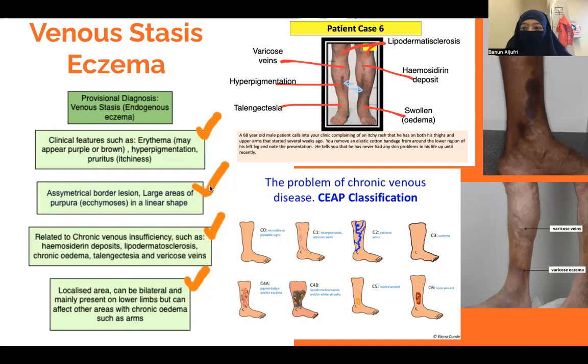It is a localized area and can be bilateral and mainly present on lower limbs, but can also affect areas with chronic edema, such as arms, which the patient mentioned that the itchy rash is on both his thigh and upper arms. Based on the CEAP classification, the patient would have been a C4a and a C4b, which, if not treated, may lead to an open wound.